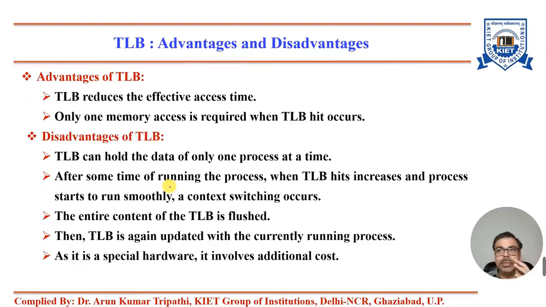Once execution of that process has been completed, it has to flush out and bring up the data for another process into the TLB. After some time, as the running process's TLB hits increase, the process starts to run smoothly, and then context switching occurs, from one process to another process. The entire content of the TLB is flushed. That means now I have to load the content of the other process. Then the TLB is updated again with the currently running process.